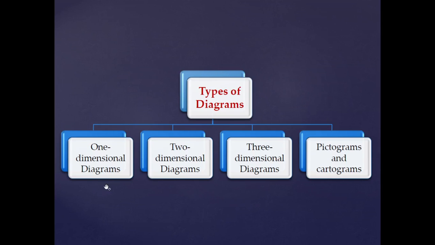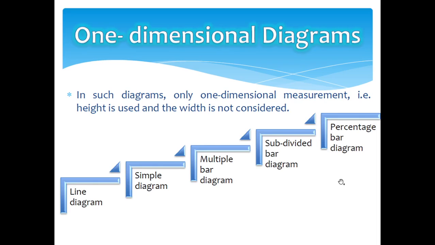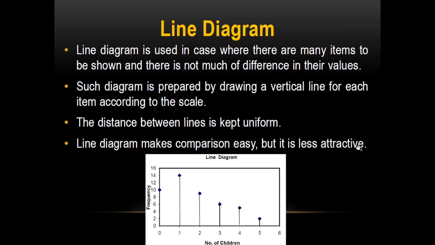These types of diagrams are there: one-dimensional diagrams, two-dimensional, three-dimensional, pictograms and cartograms. The one-dimensional diagrams are the line diagram, simple bar diagram, multiple bar diagram, subdivided bar diagram and percentage bar diagram. There are 5 types of diagrams. Let us look at these diagrams one by one. This is the line diagram. It is used when there are many items to be shown and there is not much difference in their values. Such a diagram is prepared by drawing vertical lines, just vertical lines. This shows the number of children and frequency.